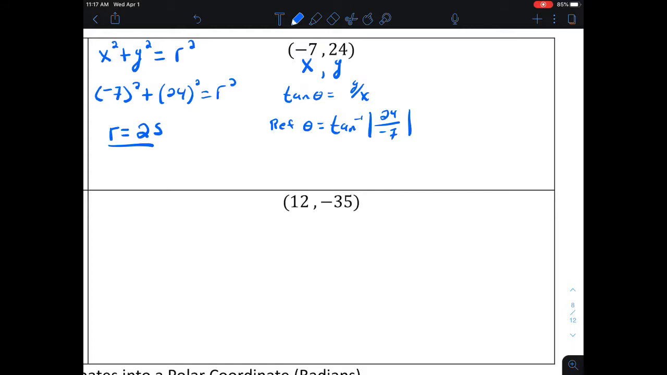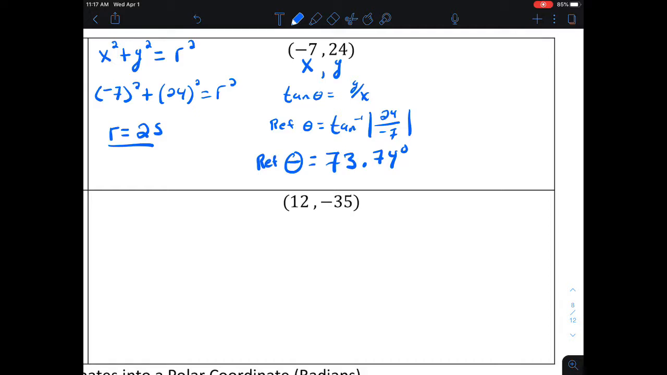We have to make sure we're in the correct mode here, and we're in degrees. We get theta for our reference angle to come out to be 73.74 degrees. Now, that's not my final answer. That's my reference angle.